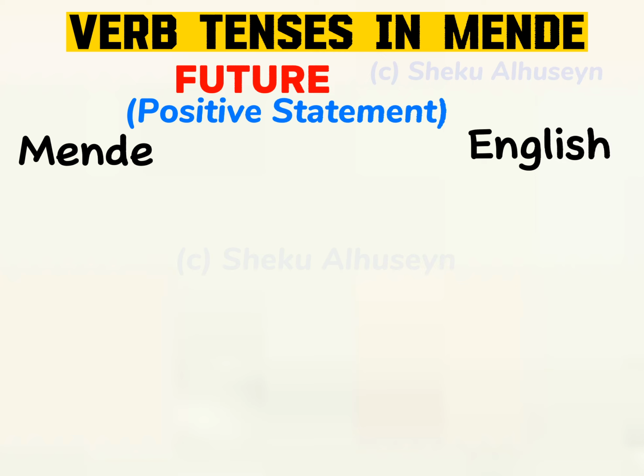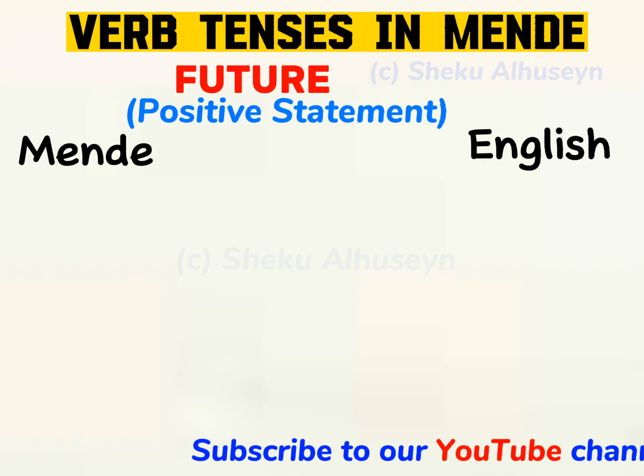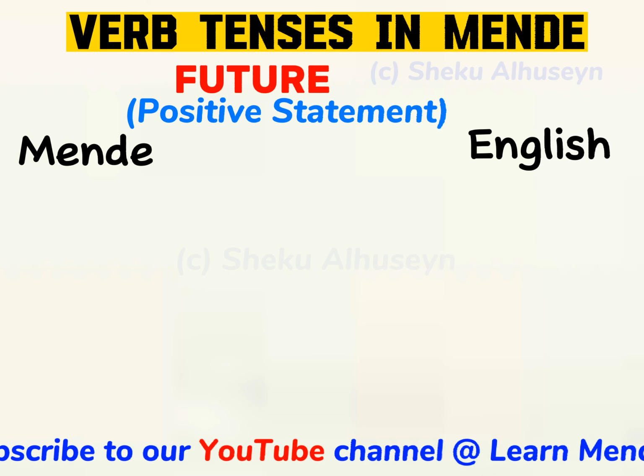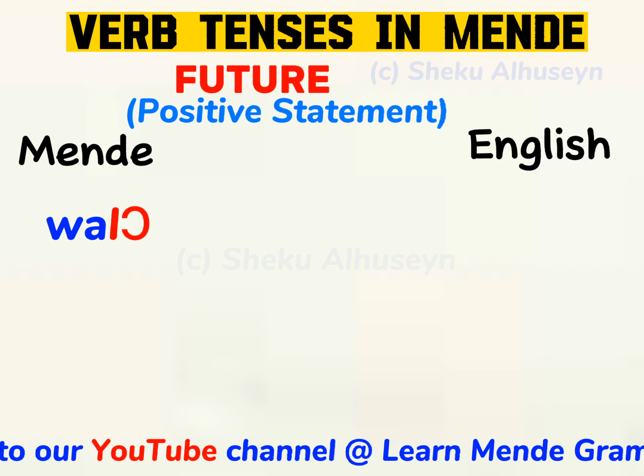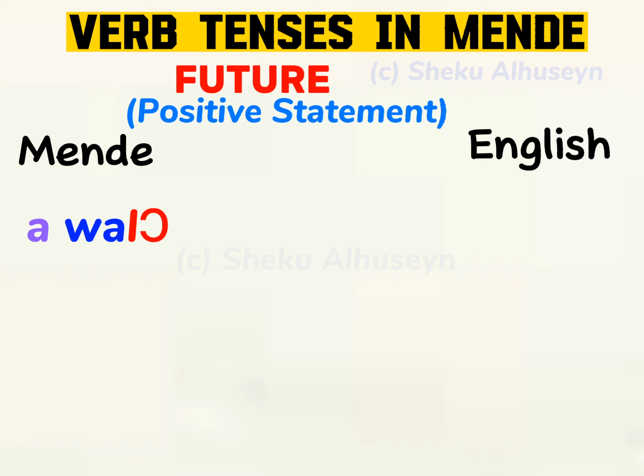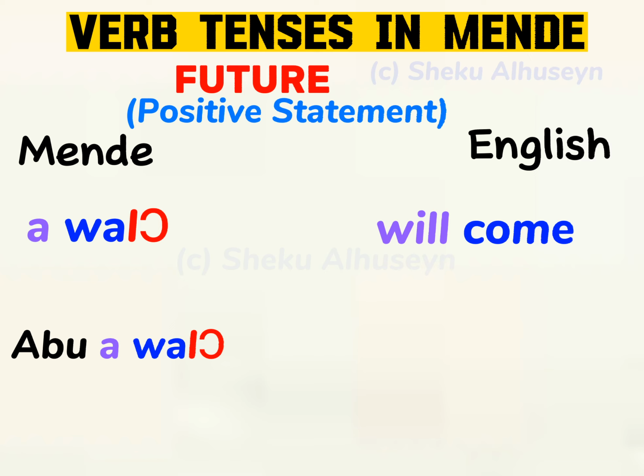Now, we come to the future tense. Remember, I told you that lo is used for the positive statement. We have walo as an example. So if the statement is positive, we add a separately before walo. Are you taking note? We add a separately before walo. So we have awalo. Awalo will come. For example, Abu awalo. Abu will come.